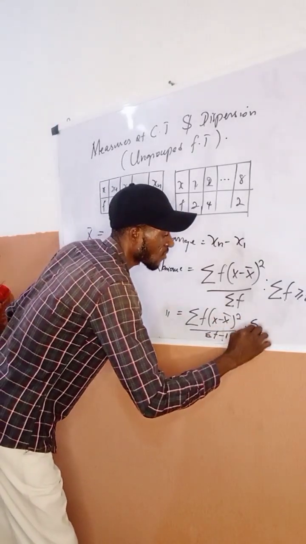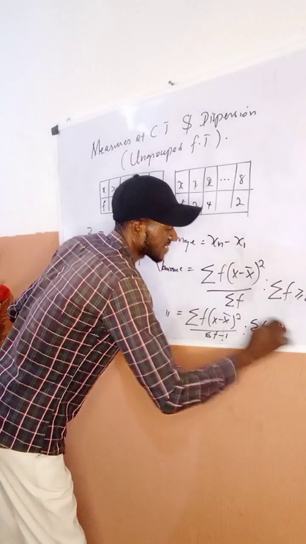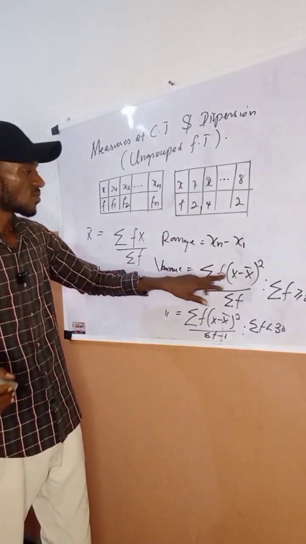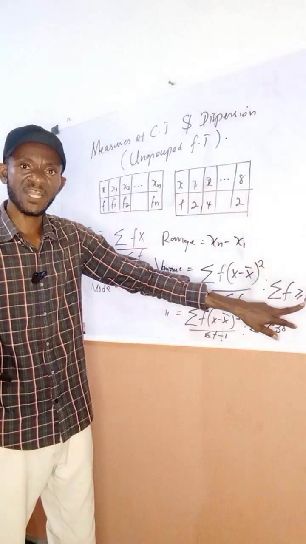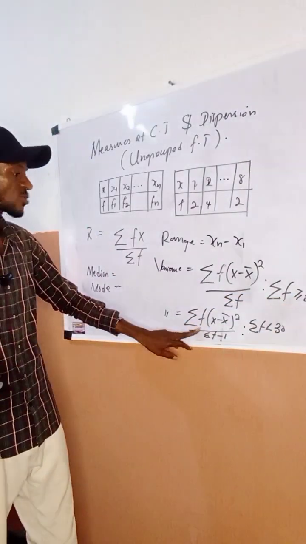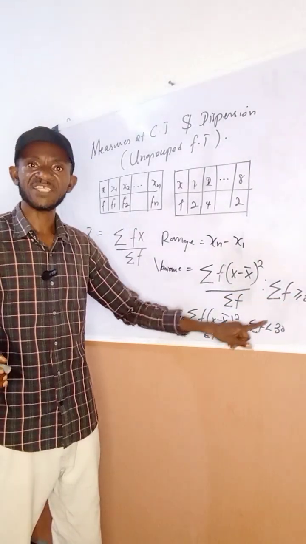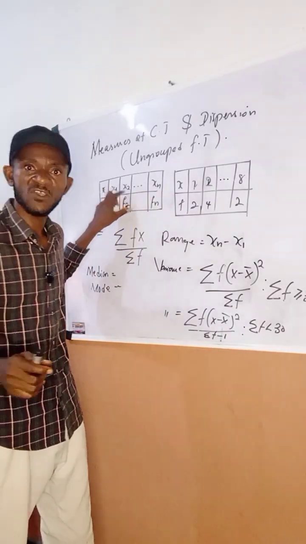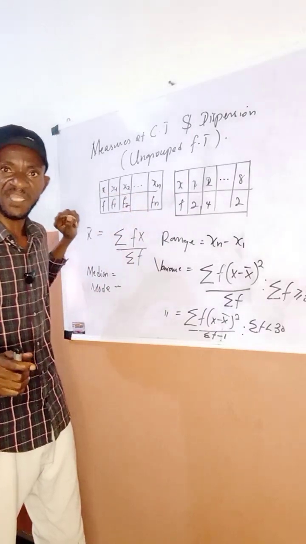When summation of f is less than what? 30. So this is the variance we use when summation of f is greater than or equal to 30. This is the variance we use when summation of f is less than or equal to 30. So we are talking about the ungrouped frequency table.